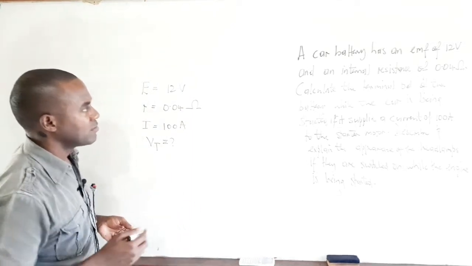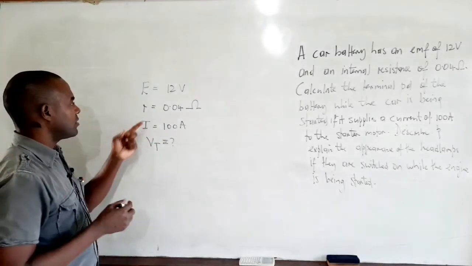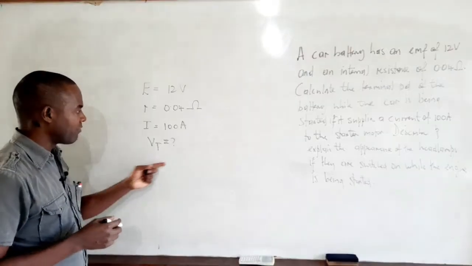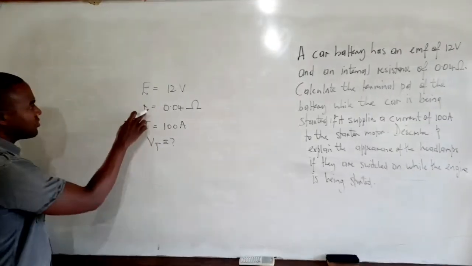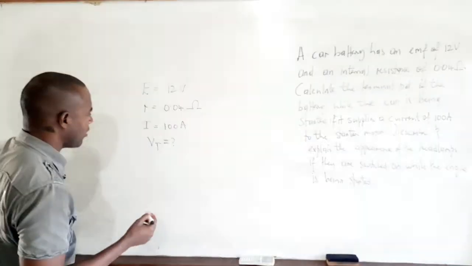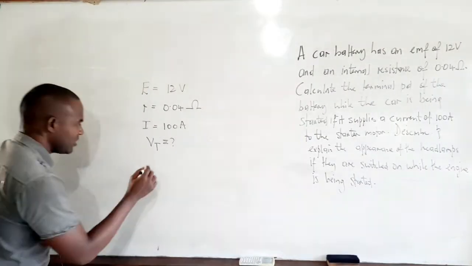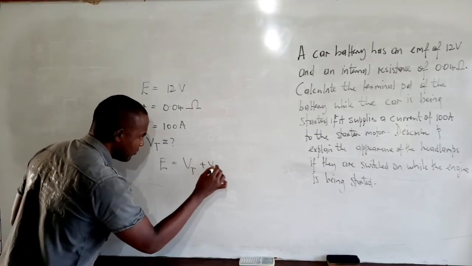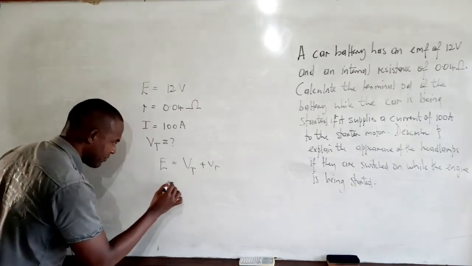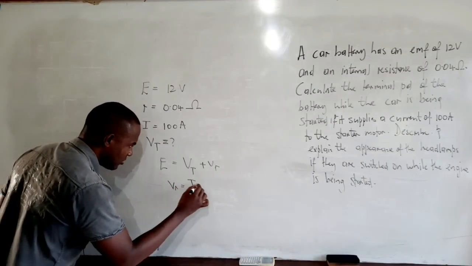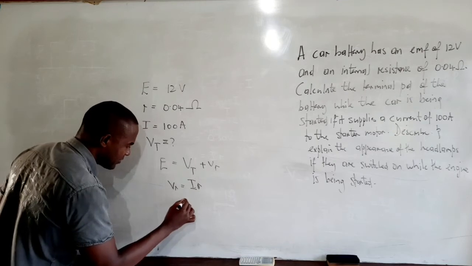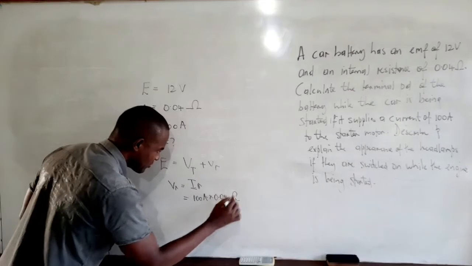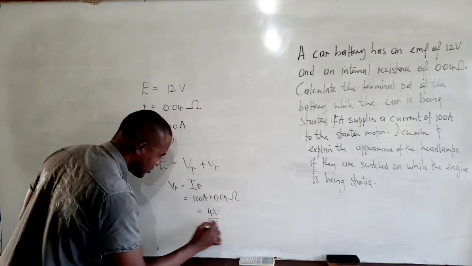So let's examine this. We have the EMF 12 volts, the internal resistance 0.04 ohms, and the current I of 100 amperes. We want to find the terminal PD. Since we have the internal resistance and the current I, we can find the loss volts. If you recall, our equation relates the EMF E to the terminal PD and the loss volts. So the loss volts, V_r, is equal to I r, and this gives us 100 amps times 0.04 ohms, which gives us 4 volts.